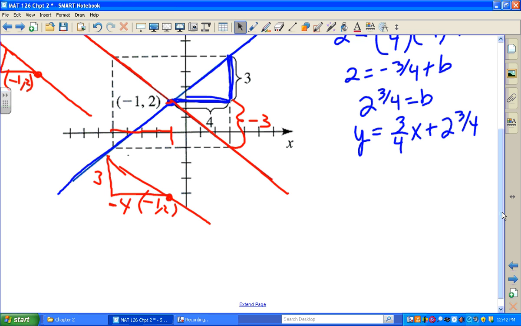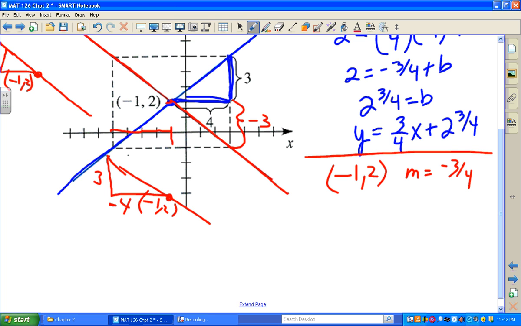So everybody used the point for the red line of -1, 2, and the slope of -3/4. I'm going to use y equals mx plus b. All right, everybody get an answer? Good. What'd you get? Everybody get -3/4 x plus 1/4? Good. Pretty easy.